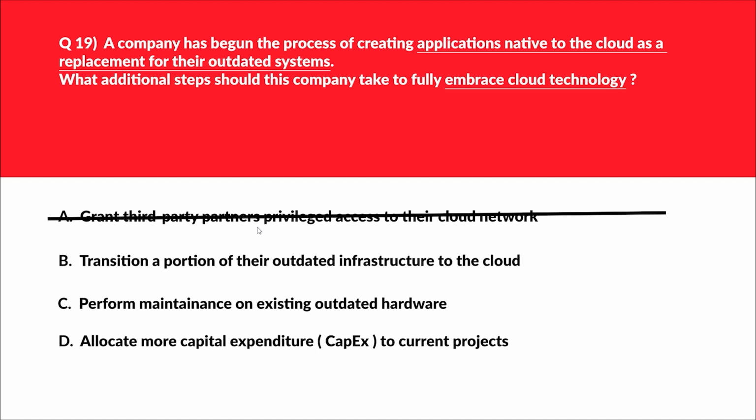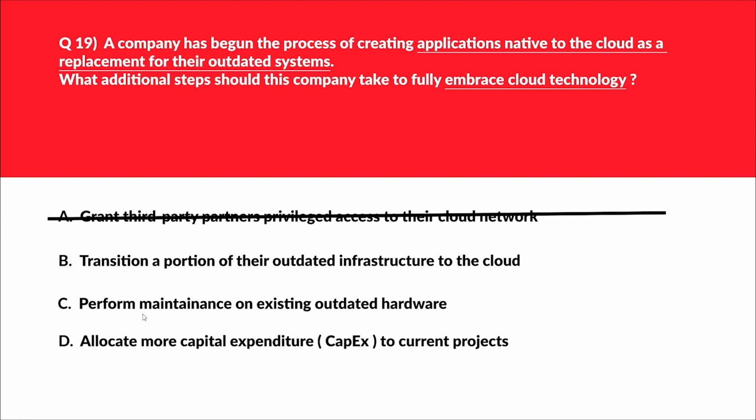Let's move to option B. B says transition a portion of their outdated infrastructure to the cloud. Migrating legacy infrastructure to the cloud is a key part of adopting cloud technology, which can provide benefits such as scalability and cost effectiveness. This can be the potential answer. We'll park this. We'll move to option C.